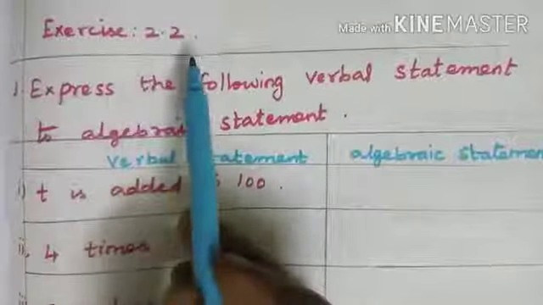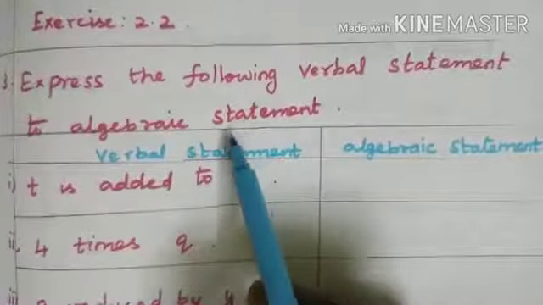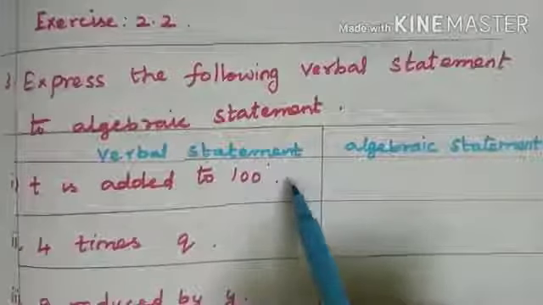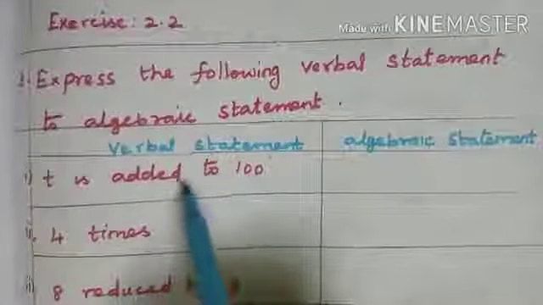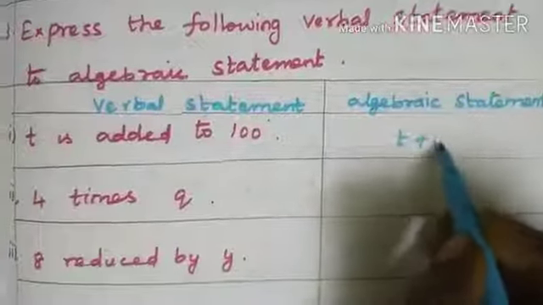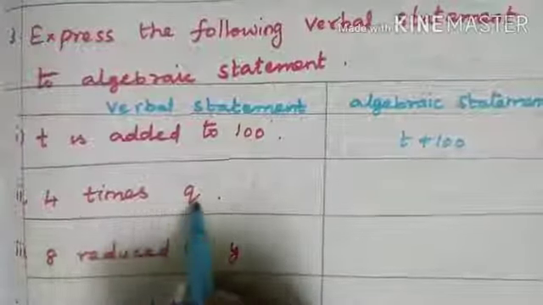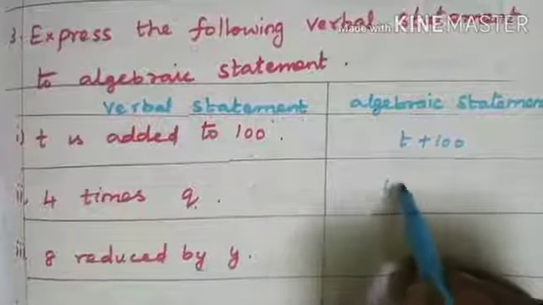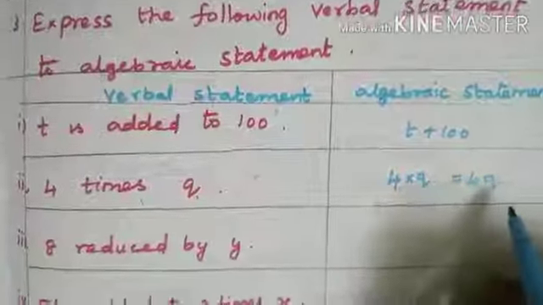Exercise 2.2. Express the following verbal statement to algebraic statement. So now we learned verbal statement and algebraic statement. This tabular column, you write it in the classwork note. First you see, t is added to 100. So it is very easy, isn't it? t is added, so t plus 100. Next you see, 4 times q. 4 times, that is multiplication. 4 into q, or you can write that is equal to 4q. Both the answers are correct.